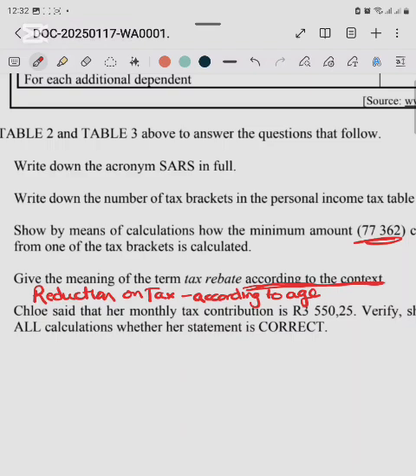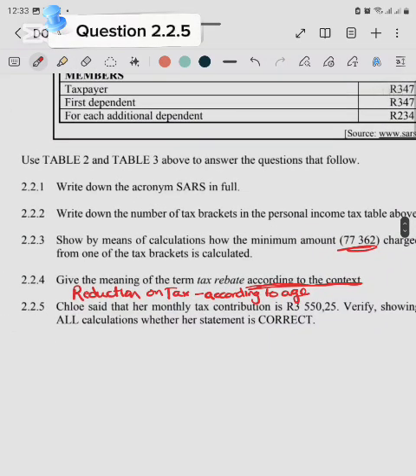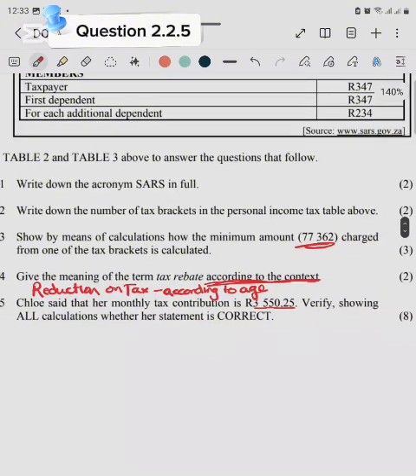Then the last question here for question 2 asks you, Chloe said her monthly tax contribution is 3,550 rand and 25 cents. Verify, showing all calculations whether her statement is correct. And I want you to notice there that word verify, because as soon as you see the word verify in a question, it should be telling you that you absolutely have to have a conclusion statement at the end to get the full marks for the question. So we need to say at the end, is her statement correct or not?